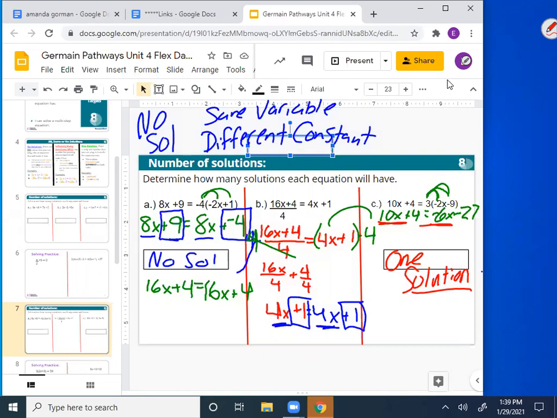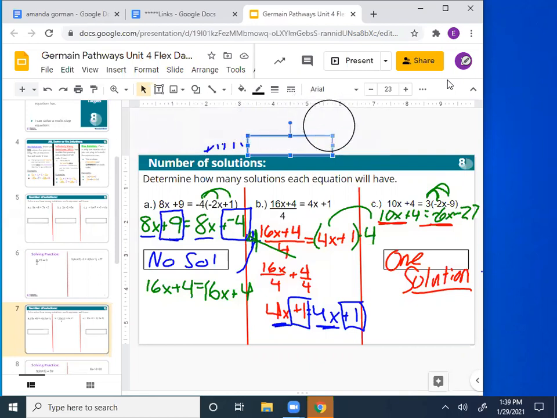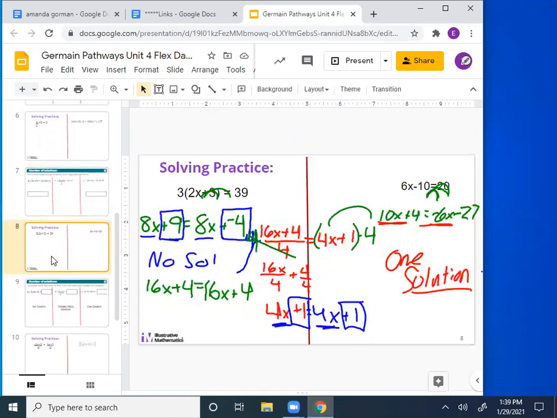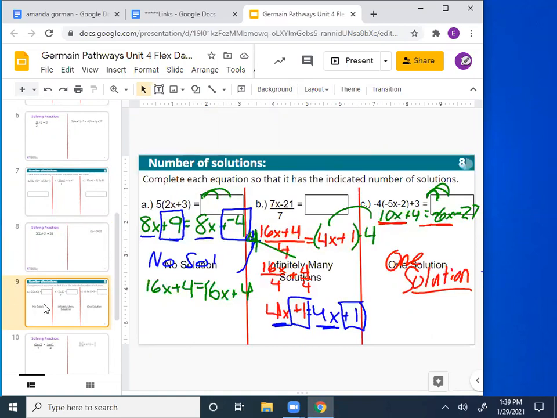Awesome job today. What we're going to finish with today, we still have 7 minutes. We're going to look at some more solving. Actually, I want to ask your opinion. This is where you tell me what you want to work on more. We have 2 options. We can do some more solving, which I think you guys are good with, or we can do some equations where we need to write the other half to see how many solutions it's going to have. What do you want more practice with? Number of solutions or solving?